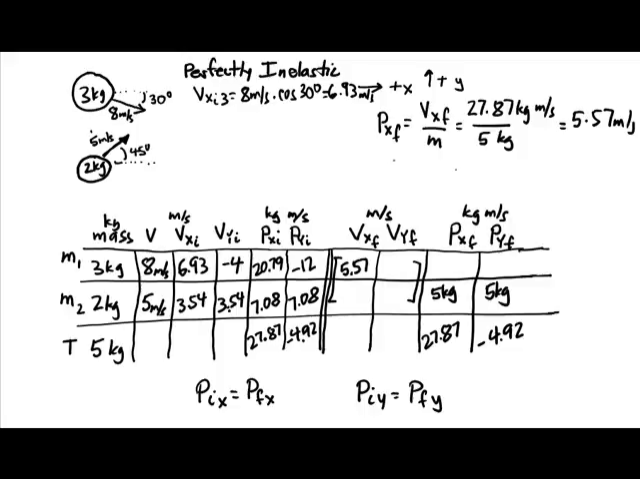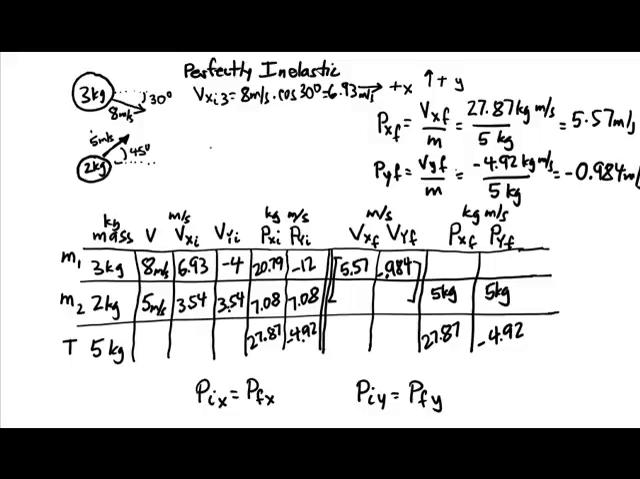And likewise, we can do the same thing on the y-axis. I take my momentum, negative 4.92. What does that mean? It's moving down, that negative sign. Divided by 5 kilograms, I get negative 0.984 meters per second. That's going to be the same for both of these as well. So what's this object going to be doing? It's going to be moving to the right at about 5.57 meters per second, and moving downward at 0.984 meters per second.